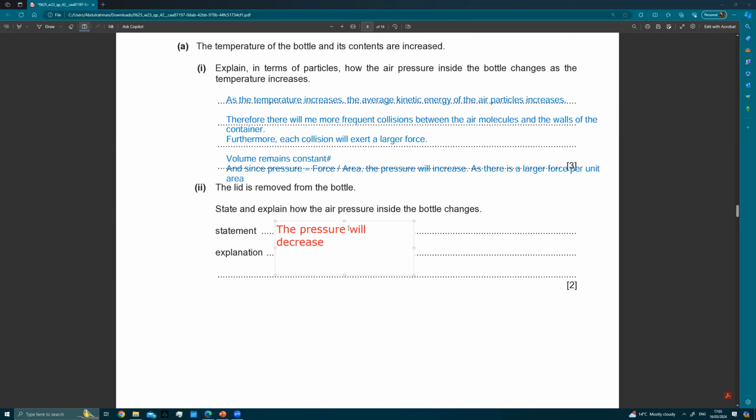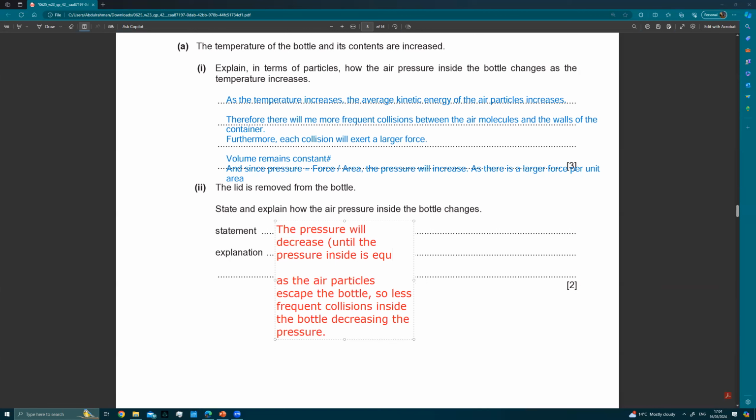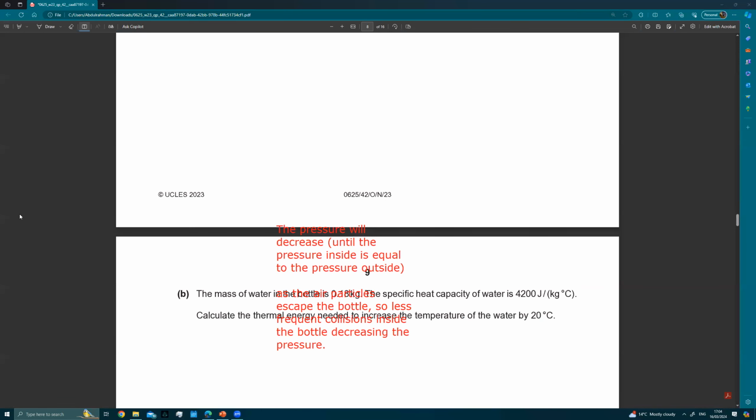The explanation will be: as the air particles escape the bottle, there are less frequent collisions inside the bottle, decreasing pressure. But I want to say the pressure will decrease, and in brackets I'll put, until the pressure inside is equal to the pressure outside. So the pressure will decrease until the pressure inside is equal to the pressure outside. Why? Because as the air particles escape, less and so on. Okay, you guys get it. Let's move on.